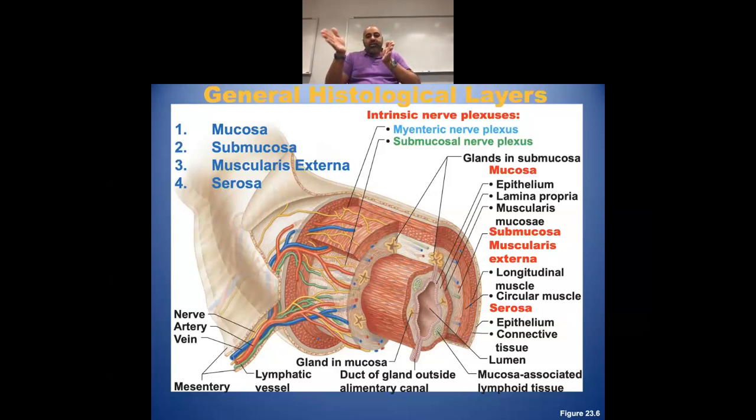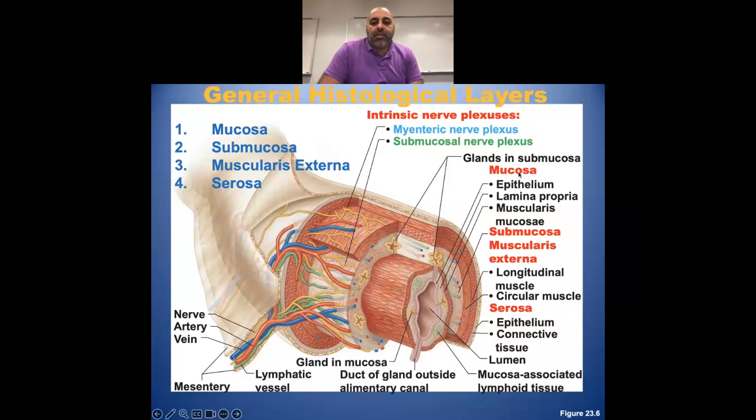Now, as we move through each organ section, there's going to be a unique feature, at least one, in one of the layers. That's the key thing you want to learn, those differences. That's what's unique to duodenum. That's what's going to be unique to stomach, okay? But these 4, standard.